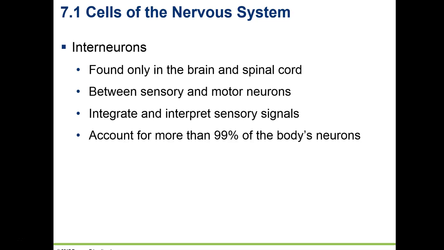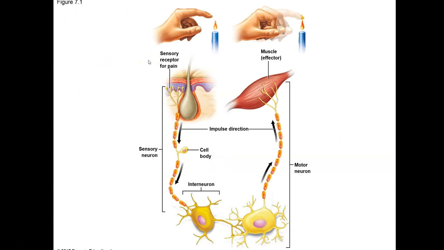Interneurons are located between sensory and motor neuron. They analyze the information. Interneurons decide what to do after analyzing the information. 99% of neurons are interneurons. So we will see a practical application of sensory, motor and interneuron here.